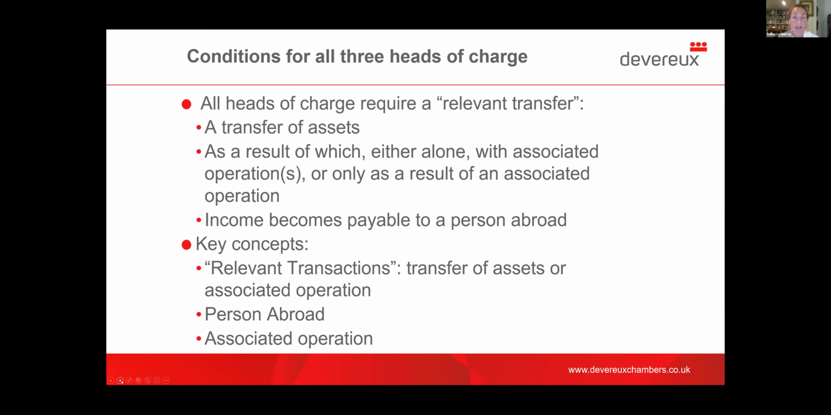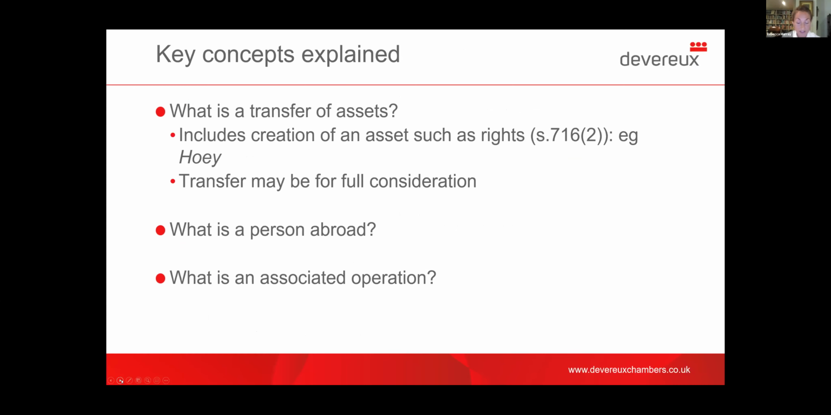So first of all, it's essential to know what a transfer of assets is and who a person abroad is. There are two key elements to a transfer of assets, namely the asset and the transfer. Section 717 defines assets for this purpose to include property or rights of any kind. And section 712 provides that transfer in relation to rights includes the creation of rights. So entering into a contract under which a person abroad acquires rights is a transfer of assets for this purpose.